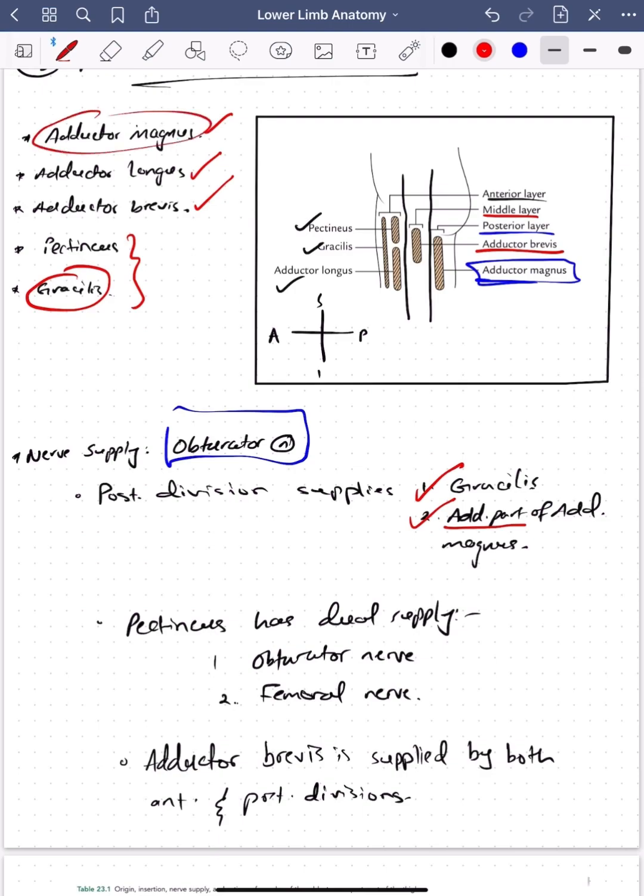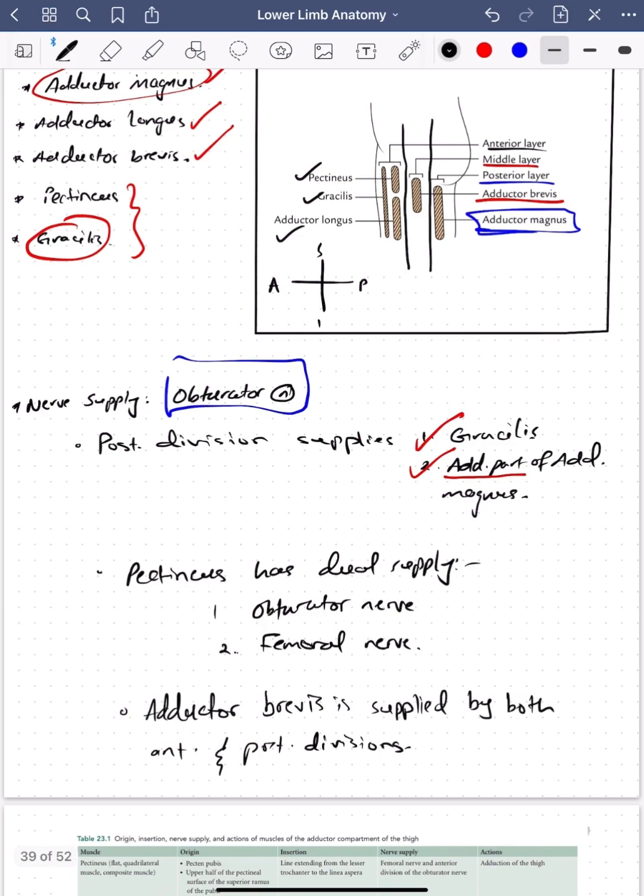Okay, now the pectineus has a dual nerve supply. That's because of the way it is placed in the body: it is at the junction of the medial and anterior compartments, so it has nerve supply from both, and that is the obturator nerve and the femoral nerve. And similarly we can say the adductor magnus also has dual nerve supply. It is supplied by the obturator nerve and the nerve of the posterior compartment, which we'll discuss in a few minutes. Okay, so these are the muscles.